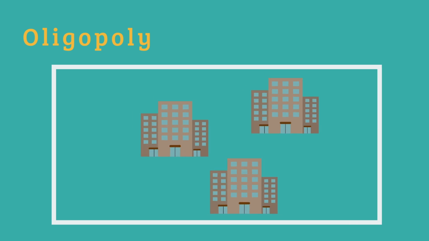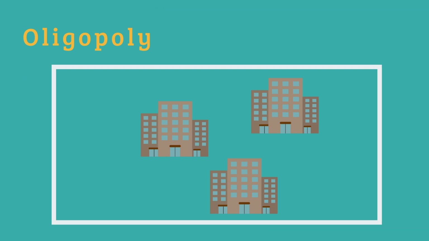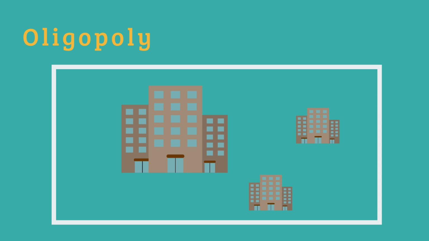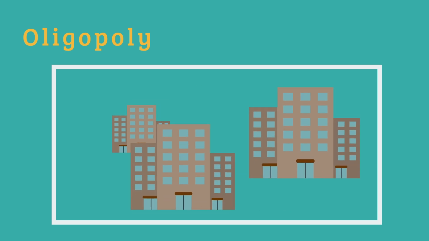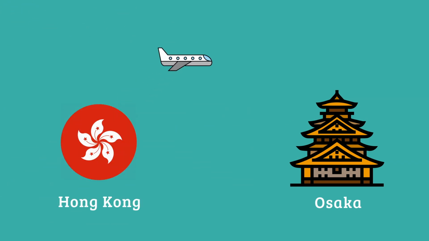Oligopoly is a market structure in which a small number of firms are operating in a market with substantial barriers to entry. Because relatively few firms compete in such a market, each firm can significantly influence the market price and hence affect rival firms.